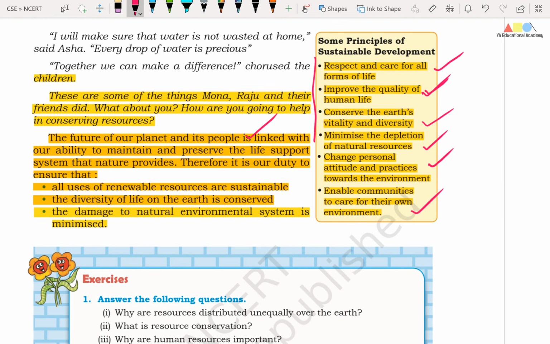Right friends, the future of our planet and its people is linked with our ability to maintain and preserve the life support system that nature provides. Friends, therefore it is our duty to ensure that all uses of renewable resources are sustainable. And the second one is the diversity of life on the earth is to be conserved, that is biodiversity conservation. And the last thing is the damage to natural environment systems is minimized.